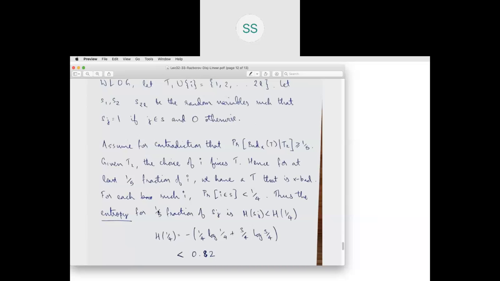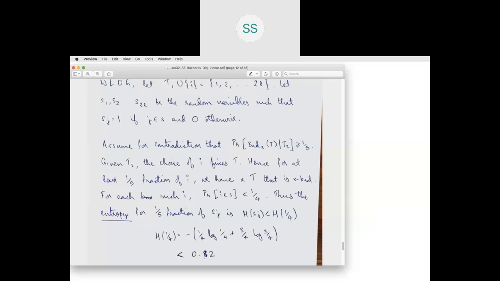So the entropy of such i, where the probability of i being in S is at most 1/4. We know that for these i, the entropy, this is just the formula of entropy. Entropy is denoted h(x) = minus x log x, where log is to the base 2, plus (1 minus x) log (1 minus x). The minus is for everything. And if you set this to be 1/4, you can calculate this.